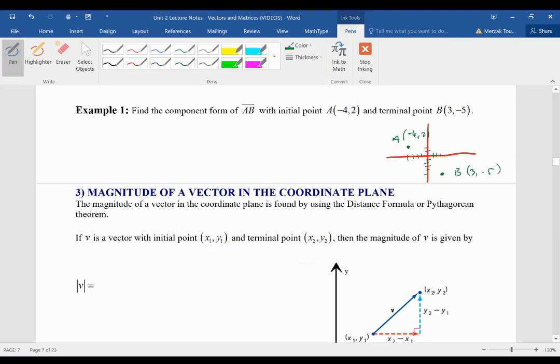And then to find the x and the y components, what we have to do is negative 5 minus 2 and 3 minus 4. So what you're going to do: vector AB equals negative 5 minus 2, comma 3 minus 4.